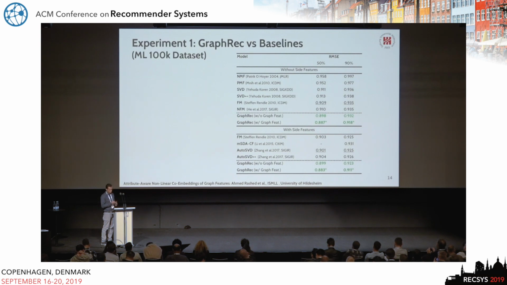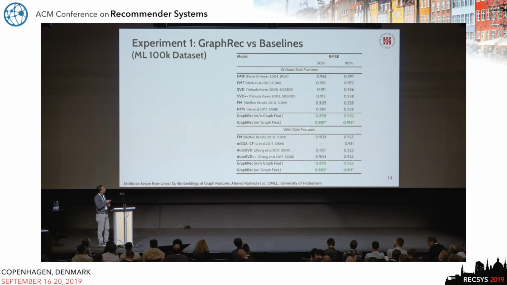This is the first experiment for MovieLens. You can see here the model without graph features, so it's just a nonlinear matrix factorization. You can see it performs well against other models that similarly use side information. This part here doesn't use side information, and this part here is models that contain side information. So GraphRec without side information and without graph features is performing well compared with other models.